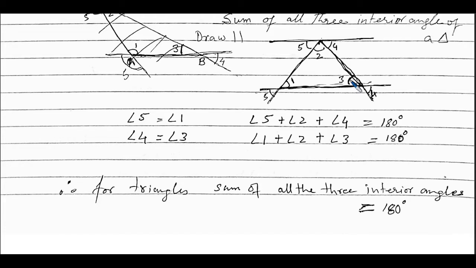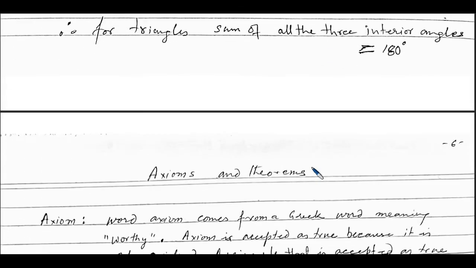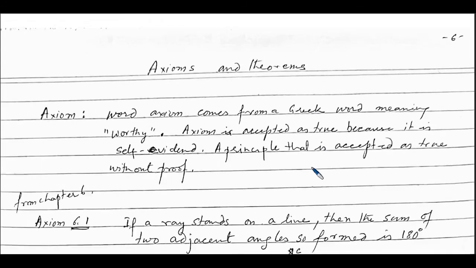So triangles are objects which have three sides and three angles, and these are also polygons. There can be 4 sides, called square or rectangle, or can have 5 sides, pentagon. We'll come to it in later lectures. Now we'll come to axioms and theorems.